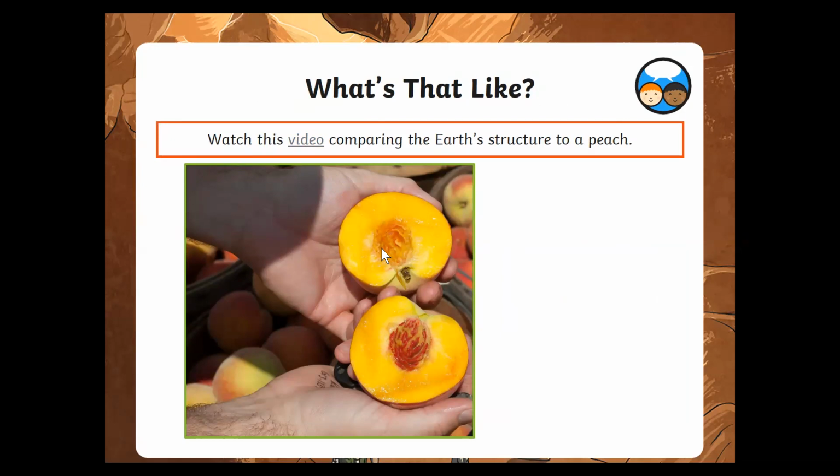You probably think that your planet is solid all the way through. Well, it's not. It's rather like a peach, because the Earth is actually made up of layers. Imagine the peach stone in the middle is the Earth's core. Around the stone is a thick layer of peach flesh. This is rather like the Earth's mantle. This layer contains molten rock, called magma, which is like thick, gooey custard.